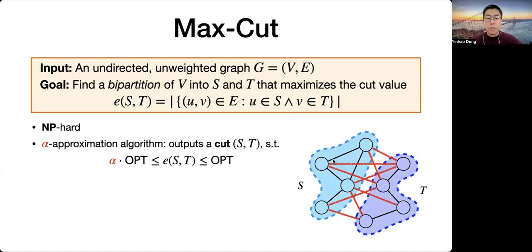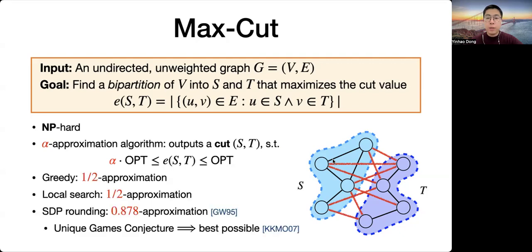This problem is NP hard, so people focus on designing approximation algorithms. We say an algorithm for max cut achieves an alpha approximation if it outputs a cut such that the cut value is at least alpha times OPT and at most OPT. Here, OPT refers to the cut value of some fixed optimal solution.